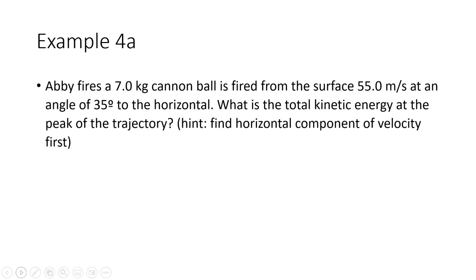Now the hint first is we need to find the horizontal component of the velocity. So it's coming along this way. We just want to find the x only, right? 55 at an angle of 35 degrees, which means the horizontal component is 45 meters per second. 55 cos 35 is equal to 45 meters per second.